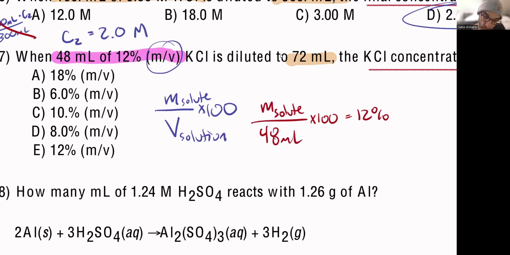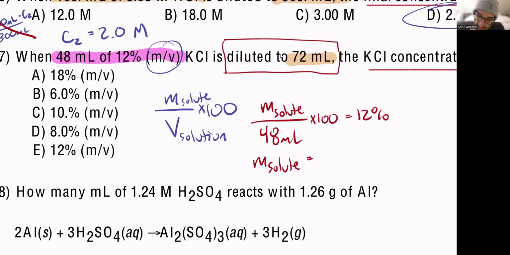And then it is diluted. Keep in mind when you dilute something, if I dilute it to 72 milliliters, I don't change the amount of solute, right? So if I have some salt water, KCl in this case, if I have some salt water and I add more water to it, the amount of solute is going to stay the same. So what we're going to do is we are going to solve for the solute and we're going to keep that consistent. Okay. So we know that we're not adding any more solute. We are adding more water though. Okay. So if it's at 12%, we can solve for the mass of the solute.